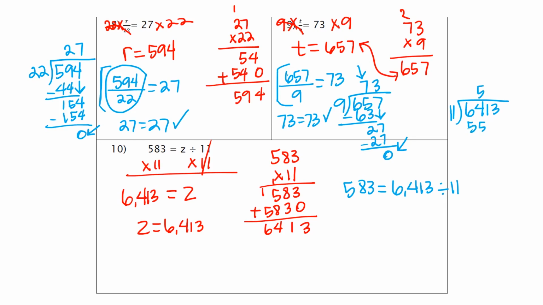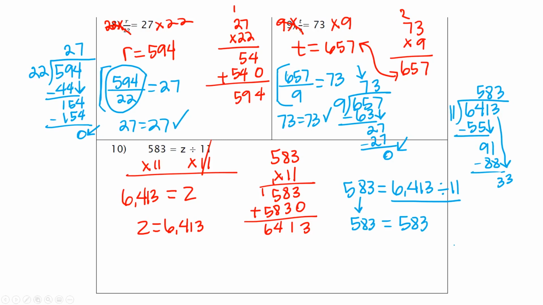And it's 55. And then when you subtract, you get 9. And you bring down your 1. 11 goes into 91 8 times, and that's 88. You subtract, and you get 3. And you bring down your 3. 11 goes into 33 3 times. So this part of the problem, 6,413 divided by 11, resulted in 583. And then I just bring down this. 583 equals 583. That was our last example.